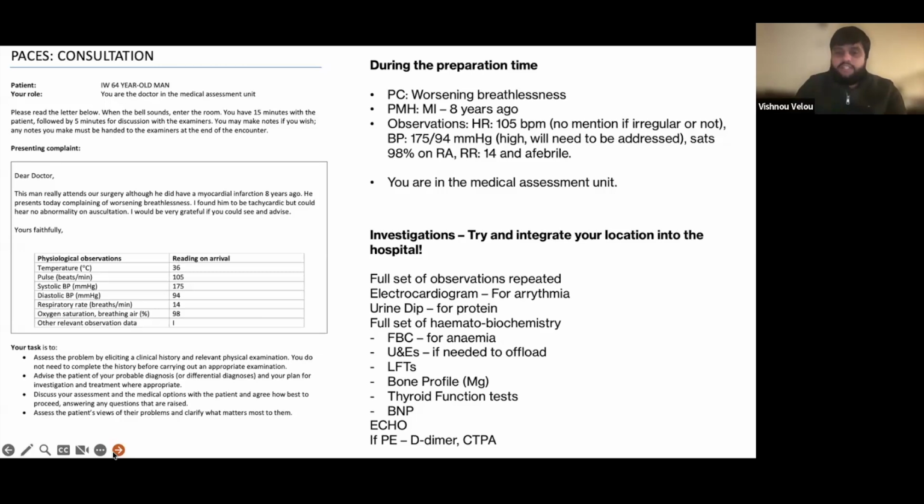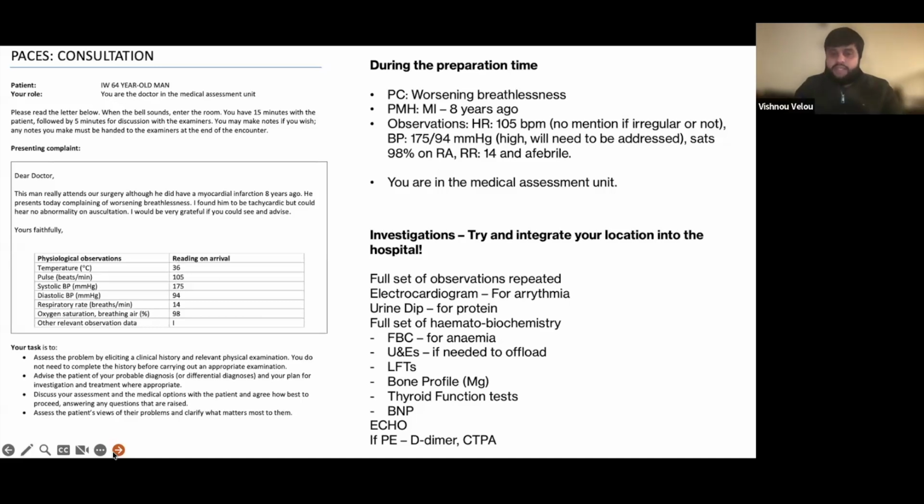I would suggest that you should always ask for a full set of repeat observations, an electrocardiogram, urine dip, a full set of hematobiochemistry, and then you can go through the ones specifically and explain what your thoughts are. I think this patient's probably going to need an echo in the context of a previous myocardial infarction. And if you think PE, then you have a decision to make about D-dimer and CTPA, and that's all dependent on the Wells score, as I'm sure you're already aware.